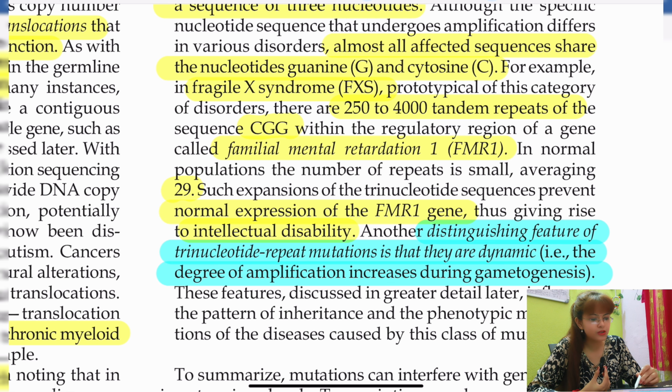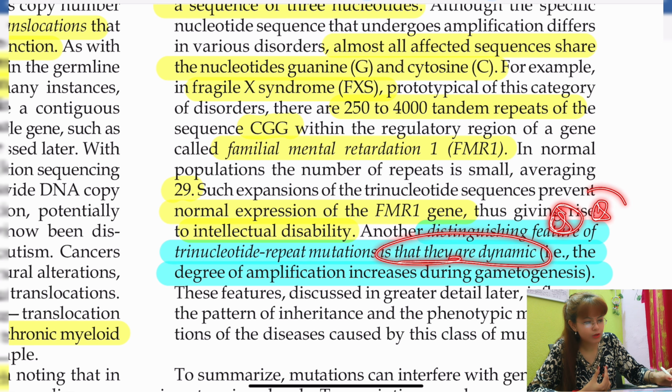And because of this, the normal expression of the FMR gene is no longer possible, because there are so many repeats of this gene, and this leads to intellectual disability. Another very important point is that a distinguishing feature of these trinucleotide repeat mutations is that they are dynamic.